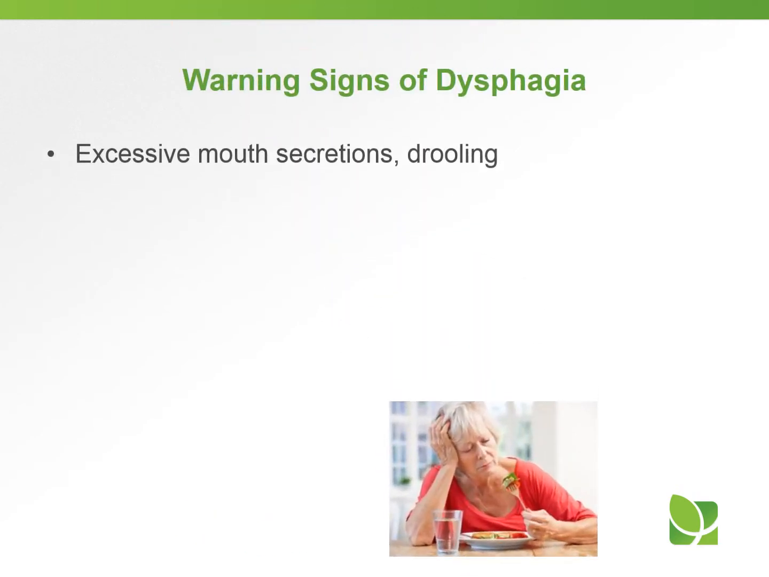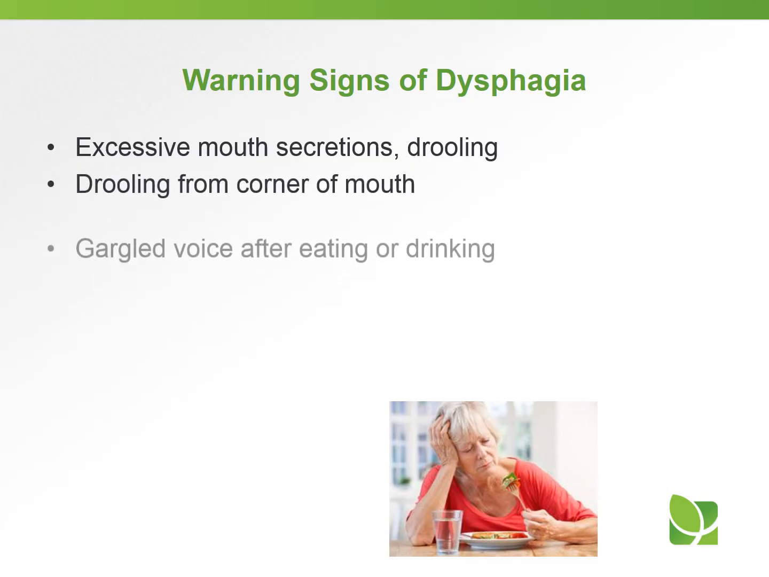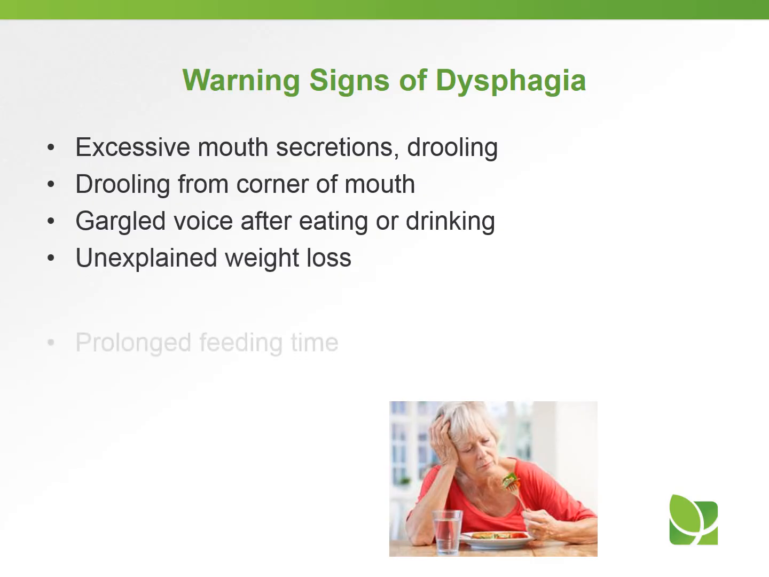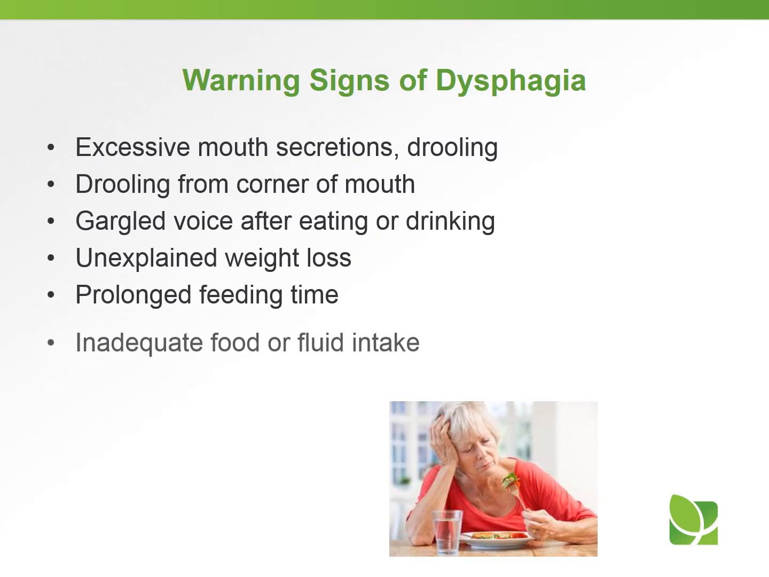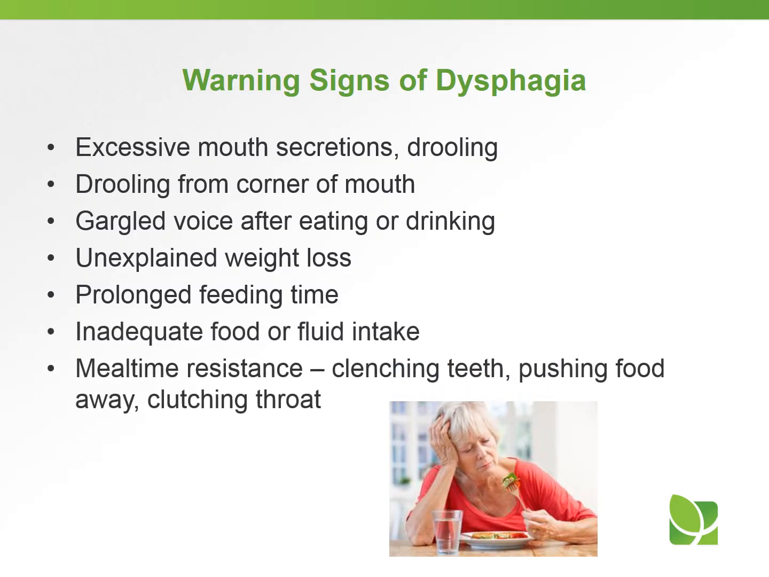Some other signs would be excessive mouth secretions or drooling from the corner of their mouth, gargled voice after eating or drinking, maybe unexplained weight loss or prolonged feeding time, or inadequate food or fluid intake. Mealtime resistance, maybe they're clenching their teeth, pushing the food away, clutching their throat. They just don't want to eat because they're afraid they're going to choke.